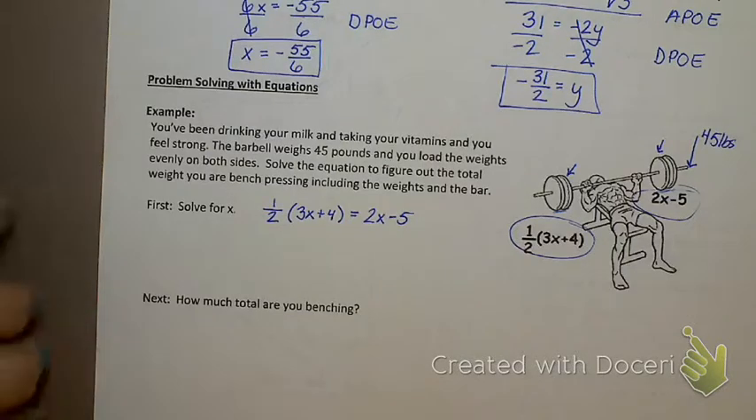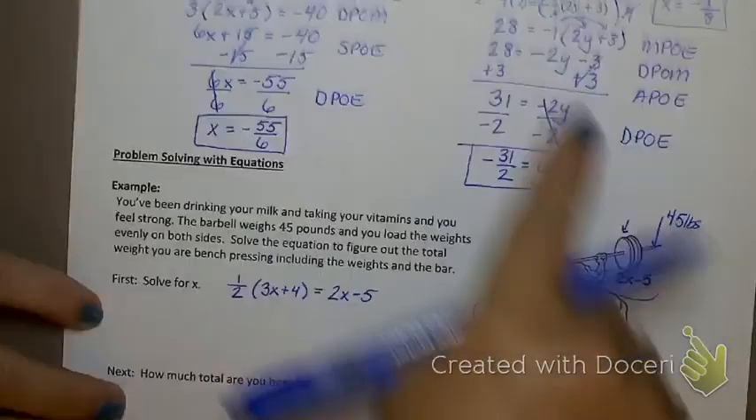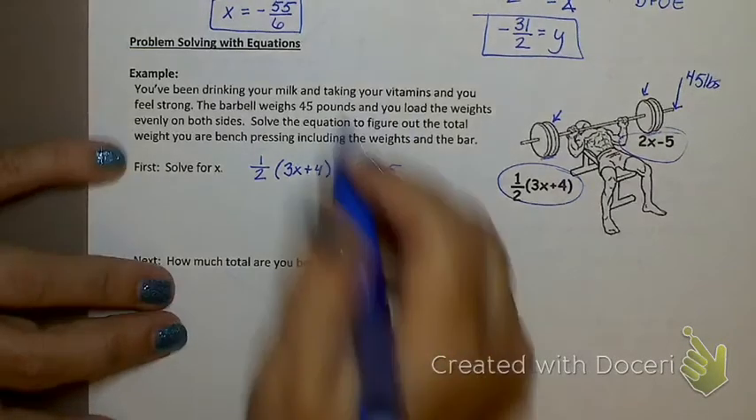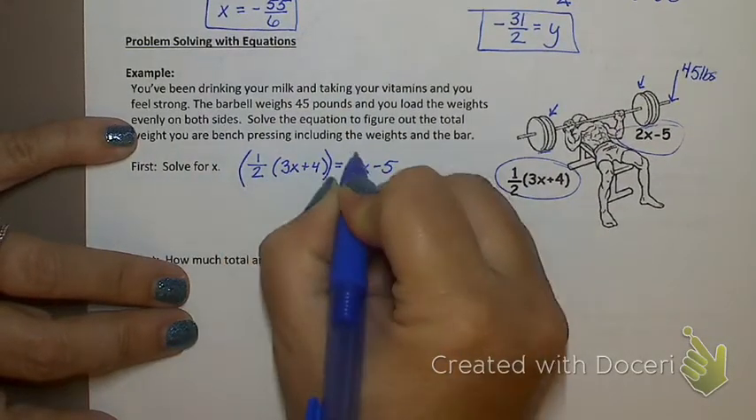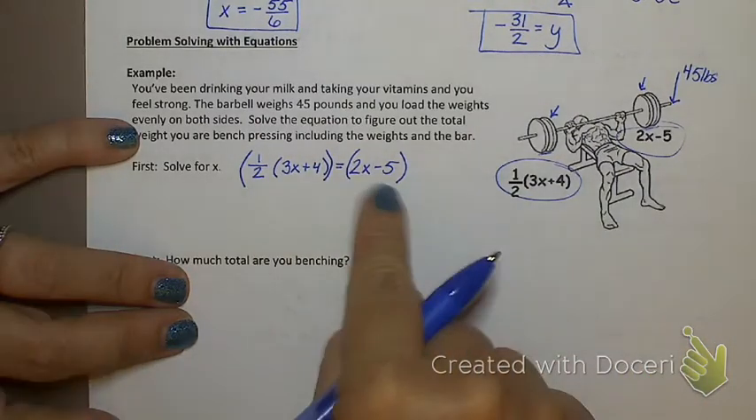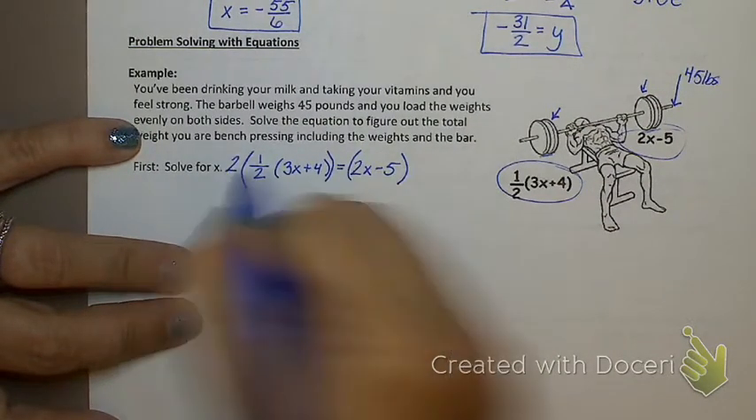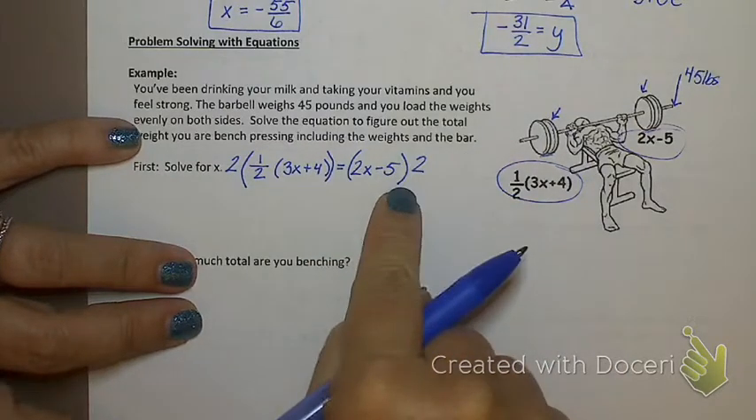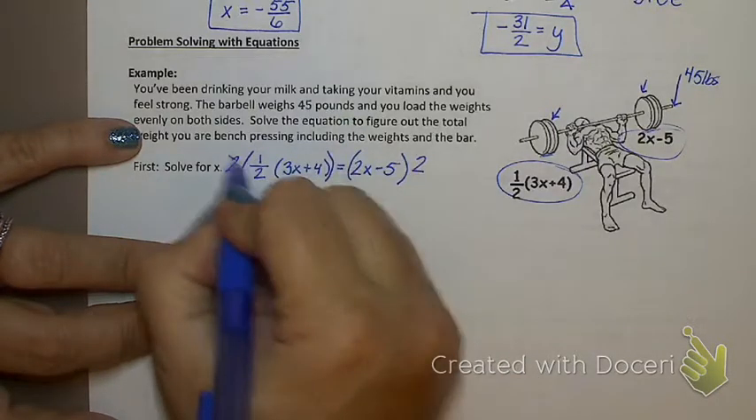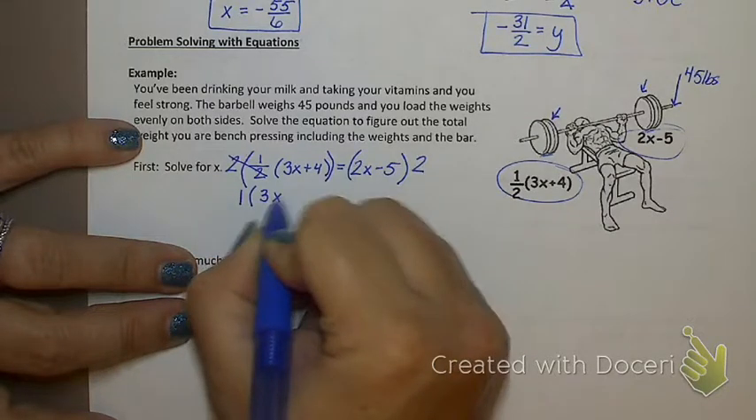Now, this one's a little different when I'm multiplying by the denominator, because instead of just having one thing on the other side, I have two things on the other side. So as I multiply, notice what I do. What did I just do? I put the whole thing in parentheses. So when I multiply by this denominator, what does that mean I'm going to have to do over here? Distribute. Right? So over here I have 1 times (3x plus 4).